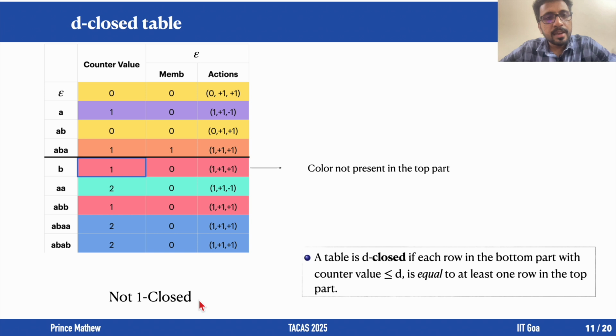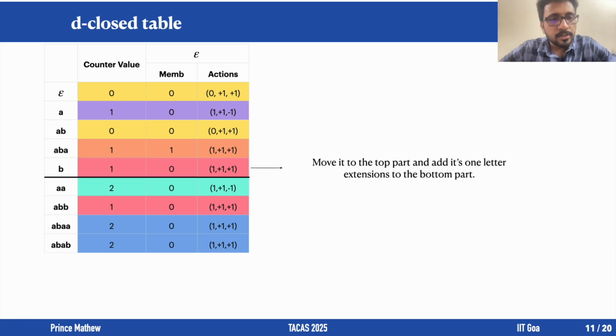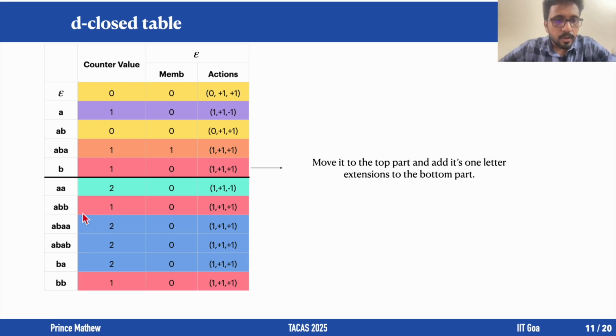So how do we make a table closed? Since this is not one closed, we add this B to the top part of the table and add its one letter extensions to the bottom part to make it closed. Now you can see you have two rows with counter value 1 in the bottom part which are already present in the top part. So this table is now one closed. However, it is not two closed because these rows are not in the top part. So this is the definition of a D-closed table.